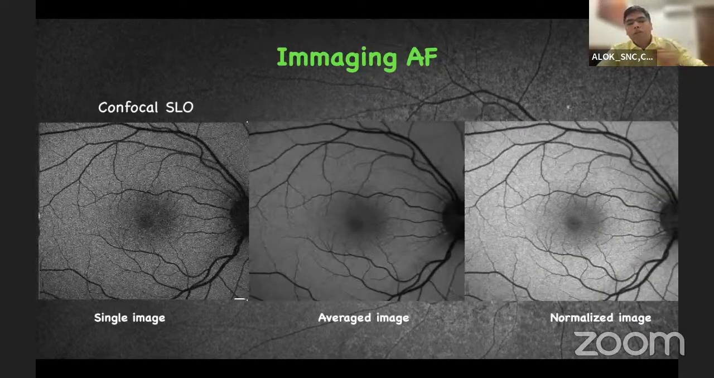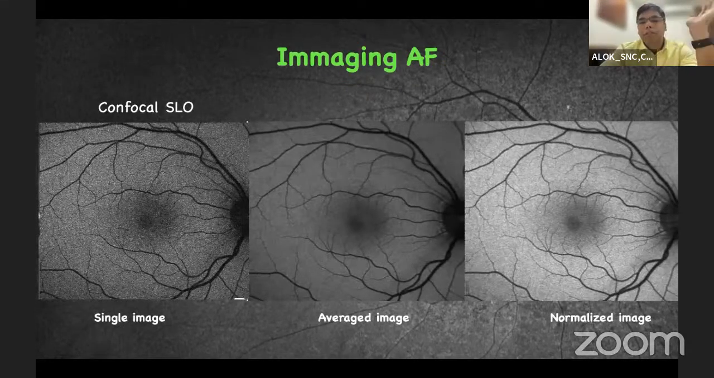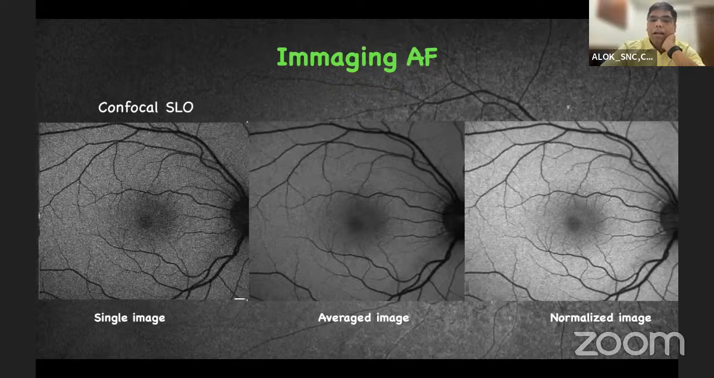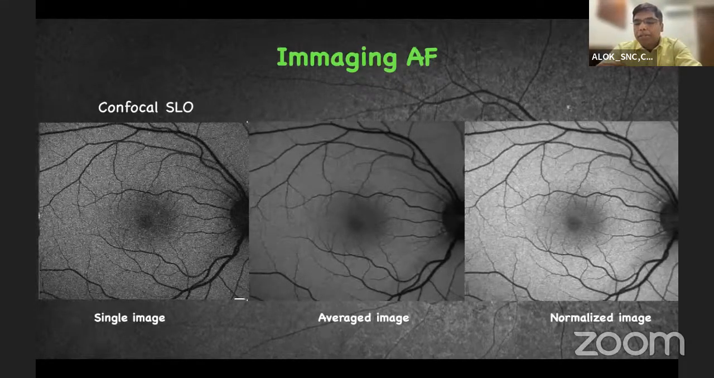So in confocal, you use a laser which scans through the retina in a raster fashion, and you take multiple images, and the images are then averaged to reduce the noise, and then the average image is normalized to the pixels. The adjacent pixels are not normalized, and this improves the contrast.